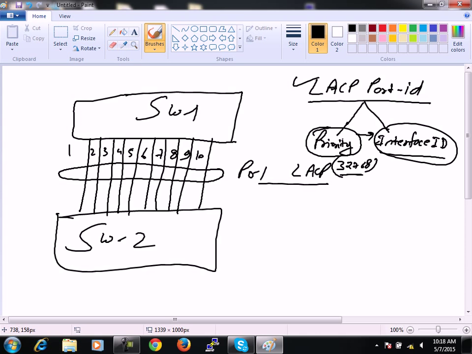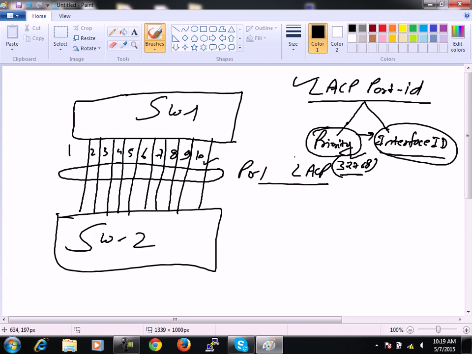Have you guys understood this concept? The LACP port ID contains two components, priority and interface ID. Priority by default is 32768, but remember lower will always be preferred. So in case in a question they ask you to aggregate all these 10 links, but make sure that port number 10 must participate actively in your EtherChannel, then what will you do here?